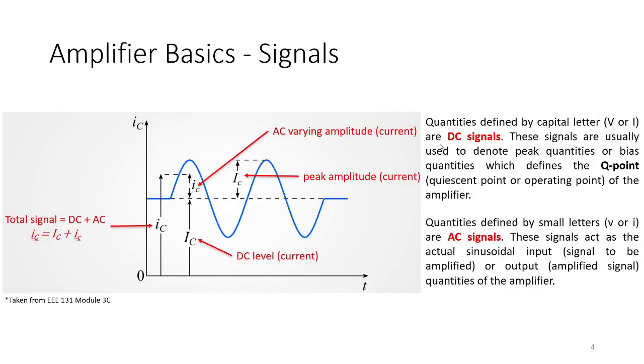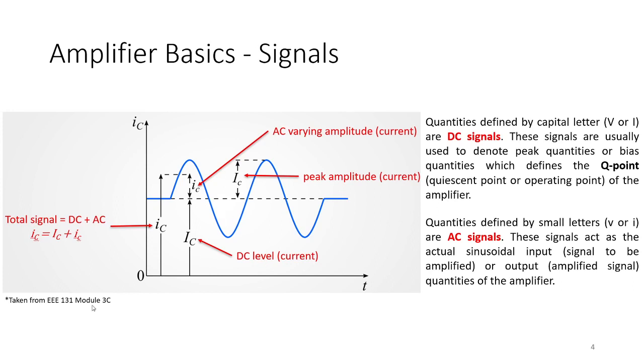So, signals. How do we define signals in an amplifier? First off, the quantities defined by capital letters, of course we're considering voltage and current, are DC signals. These signals are usually used to denote peak quantities or bias quantities, which define the Q point. The Q point is defined to be the quiescent point or operating point of the amplifier.